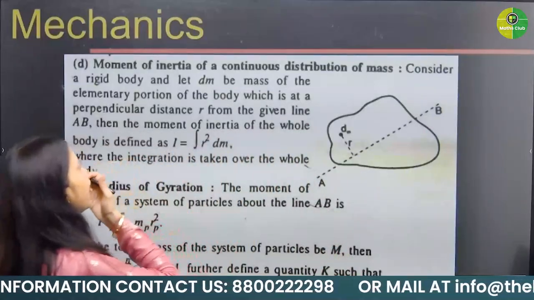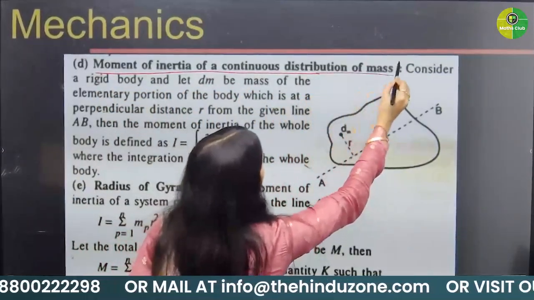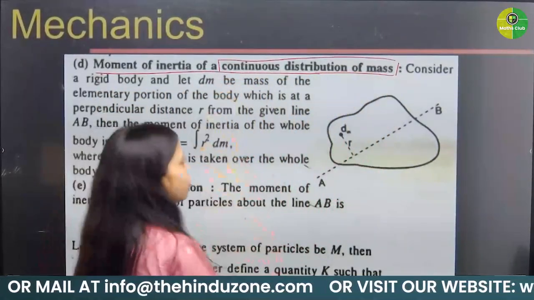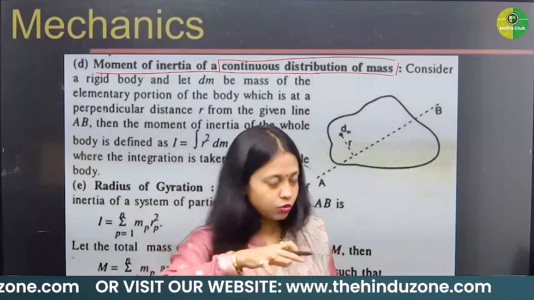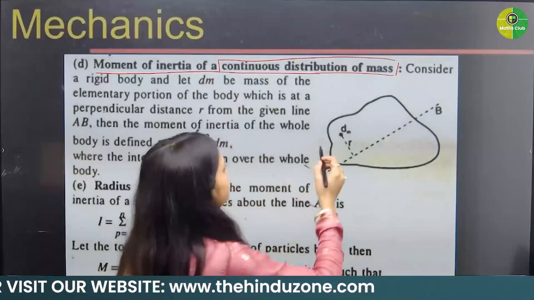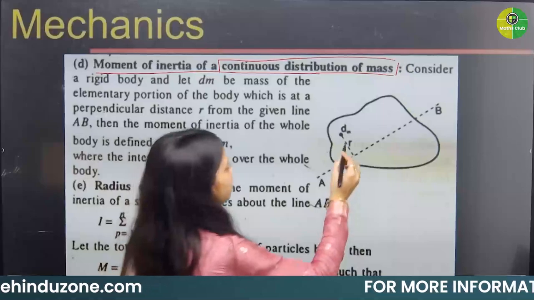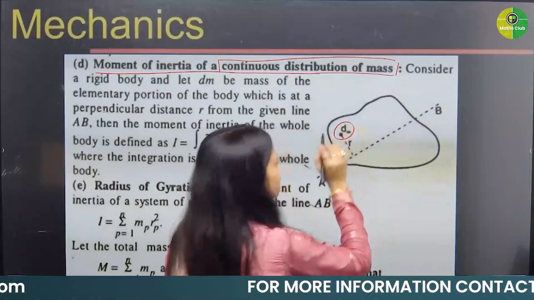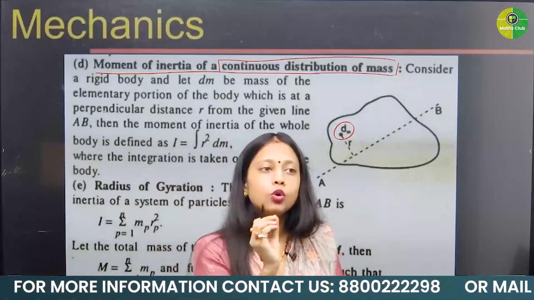Next. Now, what is the moment of inertia of a continuous distribution of mass? This is something that we'll assume for our body, for a rigid body, that mass is continuously distributed over the body. Then this is the rigid body, right? So what will happen here? We'll take a small element, basically an element with a very small mass.